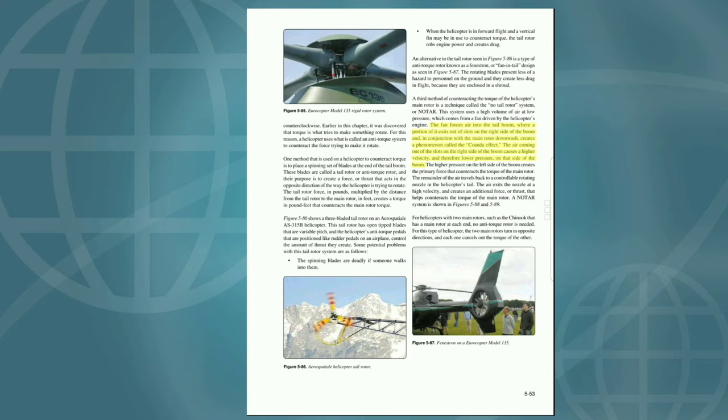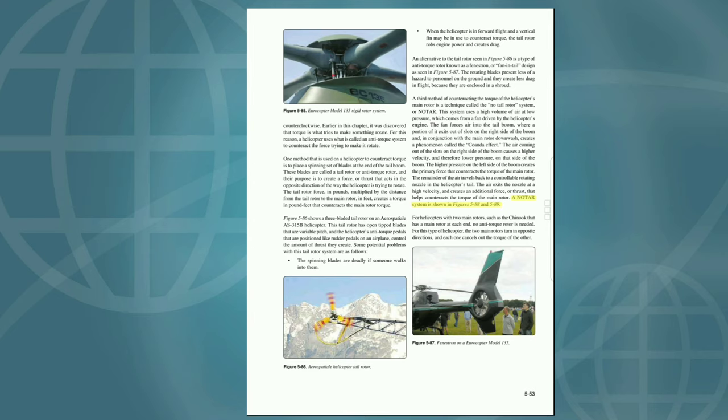The air coming out of the slots on the right side of the boom causes a higher velocity, and therefore lower pressure, on that side of the boom. The higher pressure on the left side of the boom creates the primary force that counteracts the torque of the main rotor. The remainder of the air travels back to a controllable rotating nozzle in the helicopter's tail. The air exits the nozzle at a high velocity, and creates an additional force, or thrust, that helps counteract the torque of the main rotor.